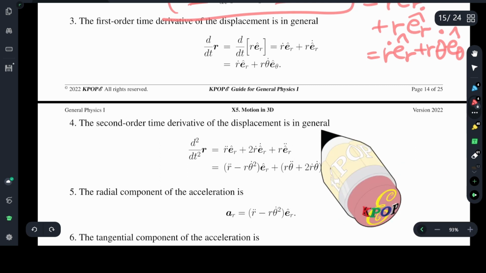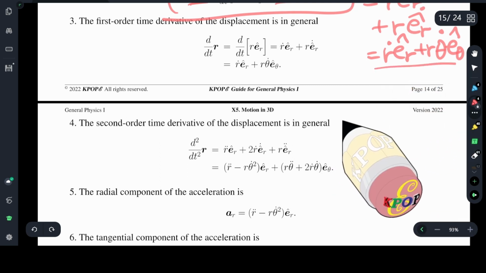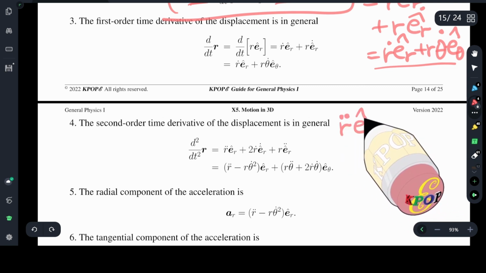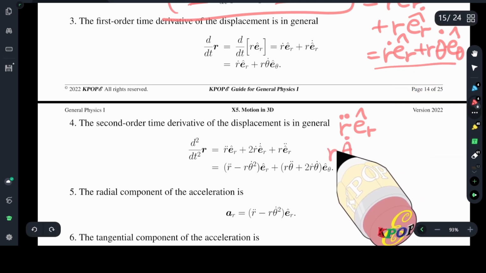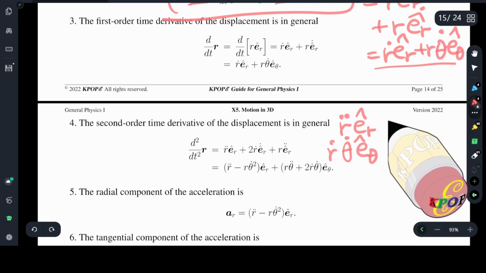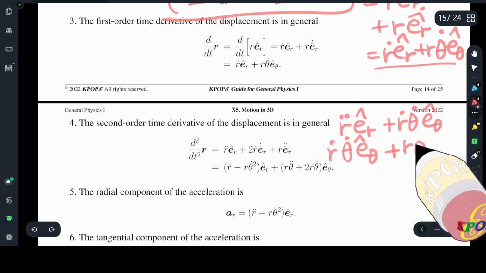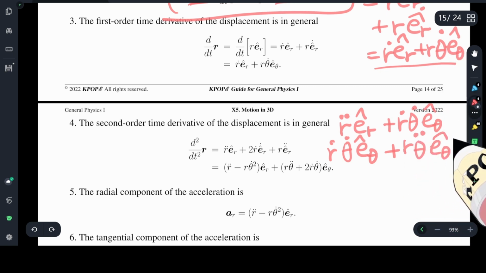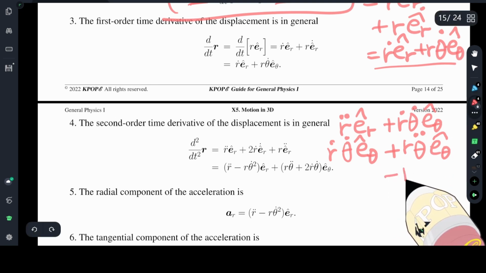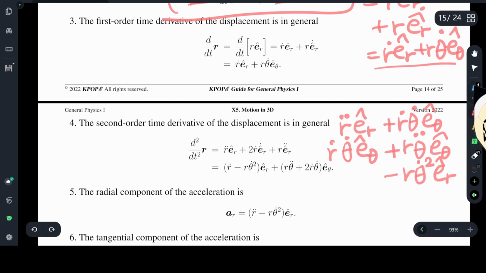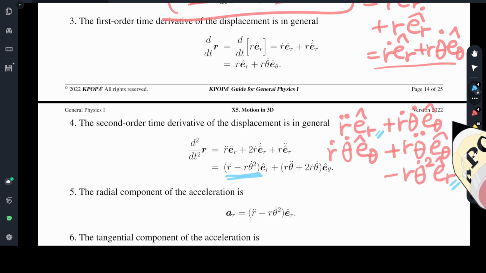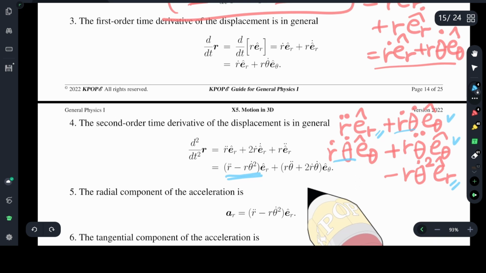If I take the time derivative one more time, I have r double dot e_r hat. Then theta dot r dot e_theta, and here I have r dot theta dot e_theta and r theta double dot e_theta, and the derivative of e_theta hat gives minus r theta dot squared e_r hat. Considering similar terms, the radial component is r double dot minus r theta dot squared, and for the tangential components we have these two terms, 2 times r dot theta dot and r theta double dot. This is the angular acceleration.